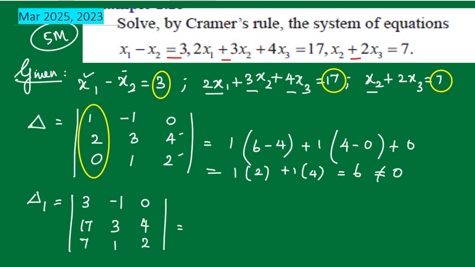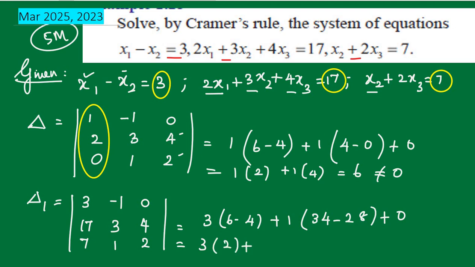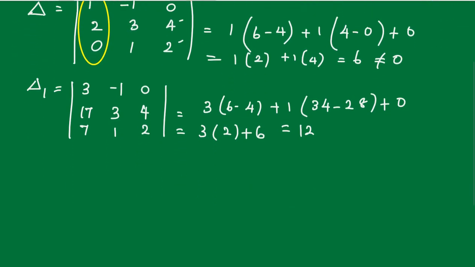Now we expand along the first row. So 3 into 6 minus 4 plus 1 into, we get 17 into 2, 34 minus 28 plus 0. Now this is equal to 3 into 2 plus 34 minus 28, 6, which is equal to 6 plus 6 is equal to 12. Next we find delta 2.